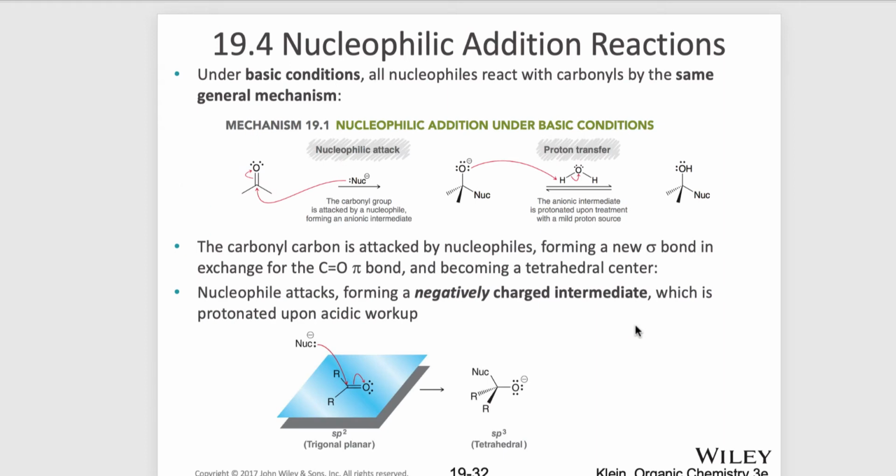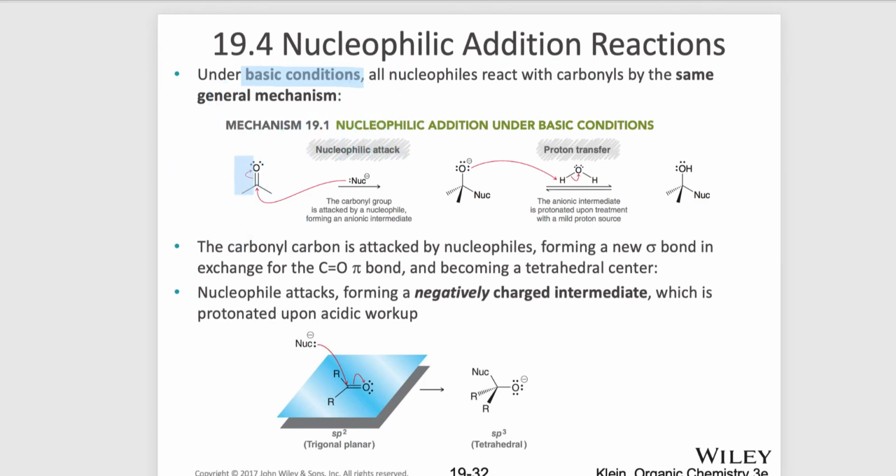On this slide here, we're now beginning to discuss two major mechanistic approaches. We need to recognize that the reactions in this chapter depend on the acidic medium or the basic medium that is given. So we have to recognize what it means. We're going to start out with basic conditions. All nucleophiles react with carbonyls by the same general mechanism. Here we have the outline.